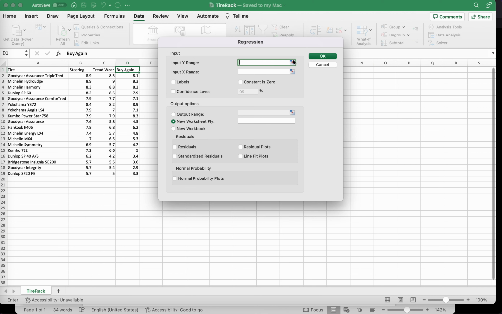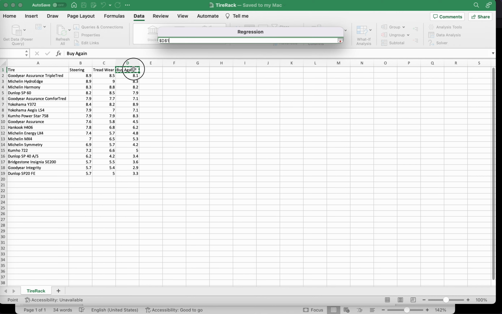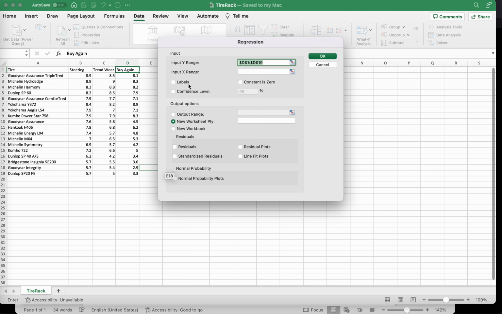Now the y values. This is our y variable, buy again. Make sure that labels are checked, because I chose the buy again column header also, telling Excel that the first value in the column is actually the name of the variable. And then of course the x values.